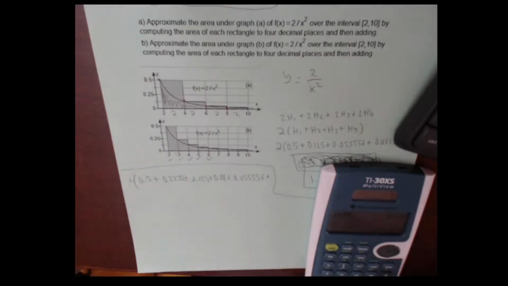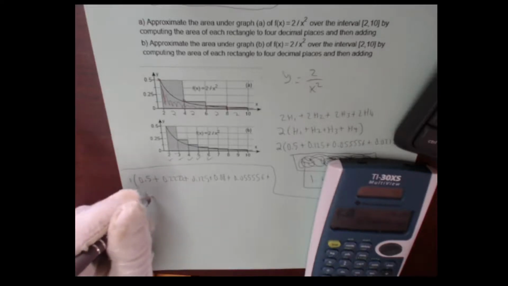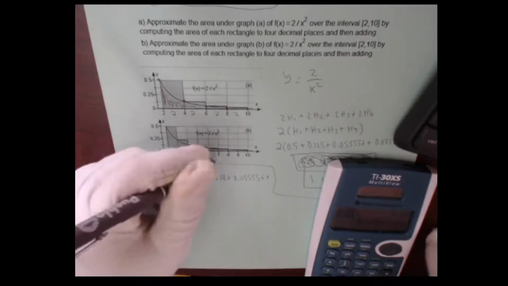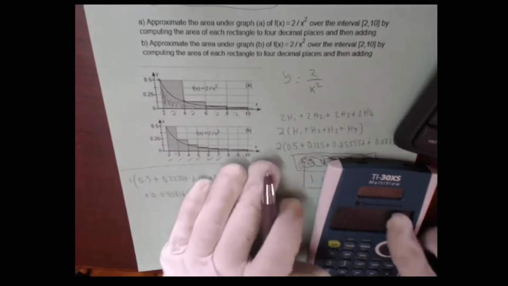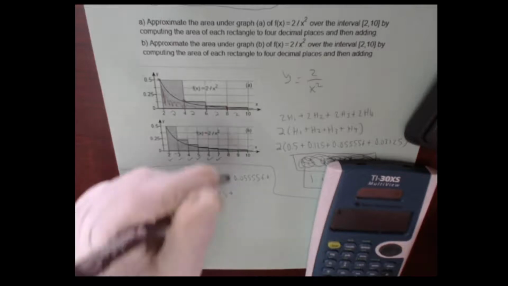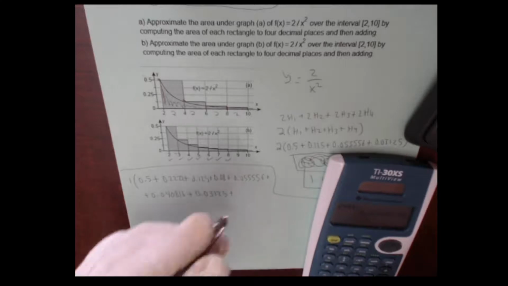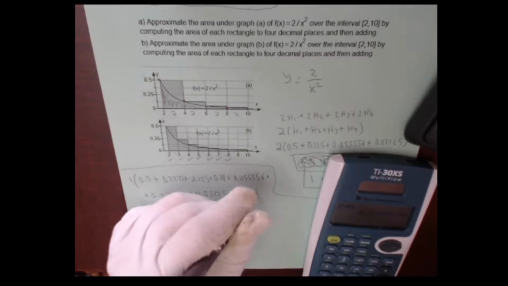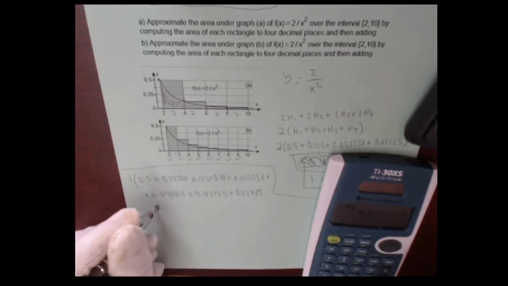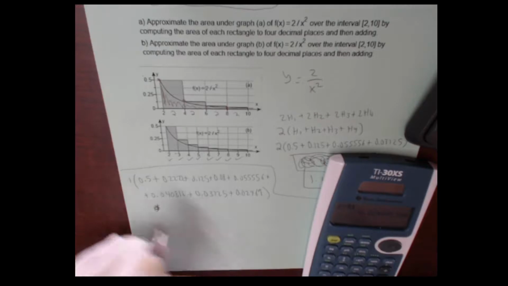Now let's plug in a 7. 2 divided by 49 is 0.040816. Plug in an 8. We did that last time, and we got 0.03125. Plug in a 9. Are you having fun yet? 2 divided by 81 is 0.02469. And we're done. Don't do any more. We just did all of our rectangles, and so let's add up all of this stuff and times it by 1.